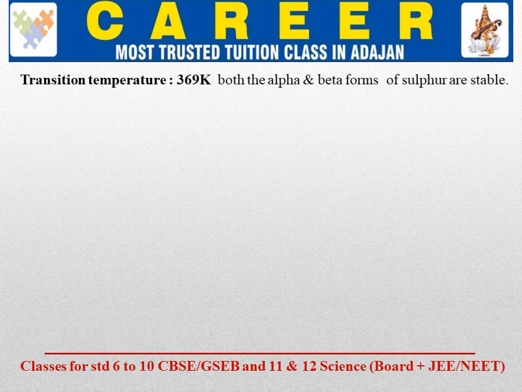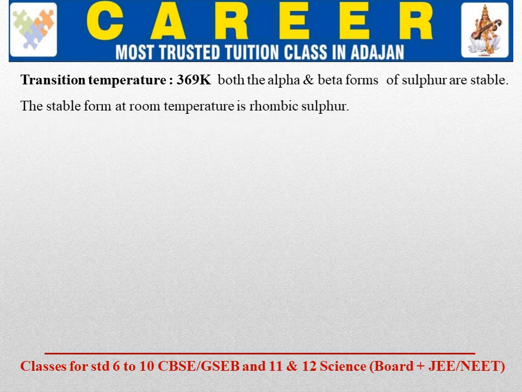Transition temperature. We all know that sulfur exists in two allotropic forms, monoclinic sulfur (beta sulfur) and rhombic sulfur (alpha sulfur). Both forms are stable at 369 Kelvin. Remember the 369 table. That is called the transition temperature. The stable form of sulfur at room temperature is rhombic sulfur, which is also called alpha sulfur.